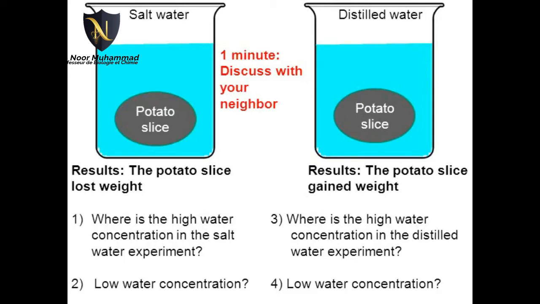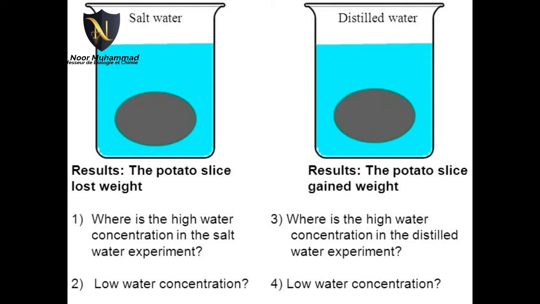So let's look at the salt water potato first. Where is the high concentration in the saltwater experiment? Well, if you know that it lost weight, that's because it lost water. And in my animation, you can see that water again moves from a high concentration to a low concentration. So water must be exiting this potato slice. And once you identify this and examine this animation, it's pretty straightforward. There's a high water concentration in the potato. There's a low water concentration in the solution outside, in the water outside the potato.